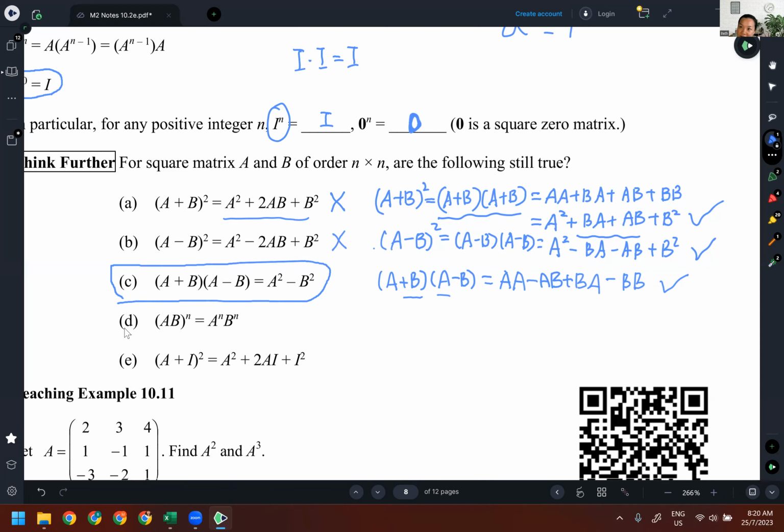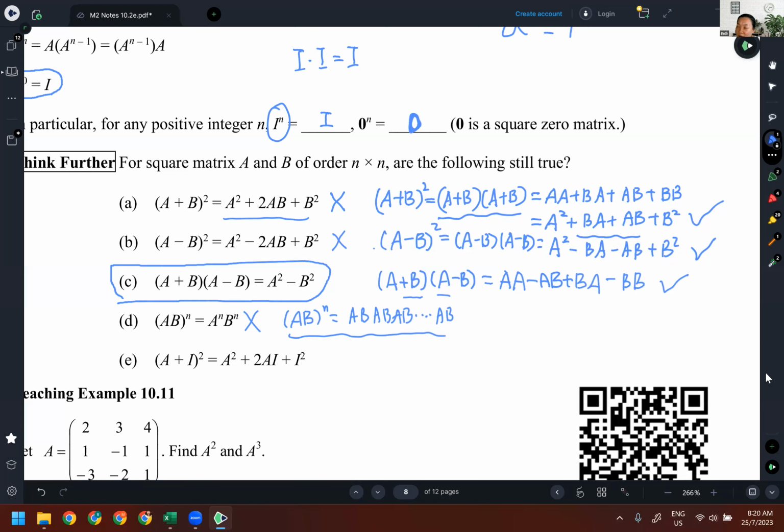Now, part D, is it still true? I think no, not anymore. Because if you want to do the expansion, it should be AB, AB, AB, AB. A lot of ABs. Now, because you cannot swap them, AB and BA are not the same. That's the most expansion you can do. You cannot simplify anymore because you cannot swap.